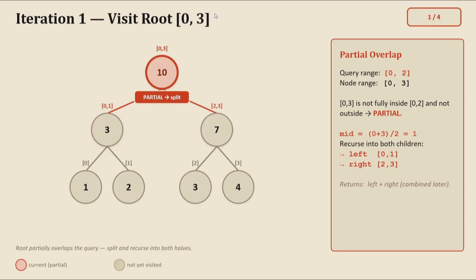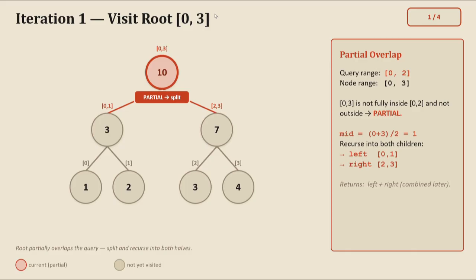Our array A is 1, 2, 3, 4. The query is the sum over the range index 0 to index 2. The correct answer is 1 plus 2 plus 3, which is 6. We begin at the root, which covers the full range index 0 to 3 and stores the total sum of 10. We compare the node range 0 to 3 against the query range 0 to 2. The node extends to index 3, which is outside our query, but indices 0 through 2 are inside. So this is a partial overlap.